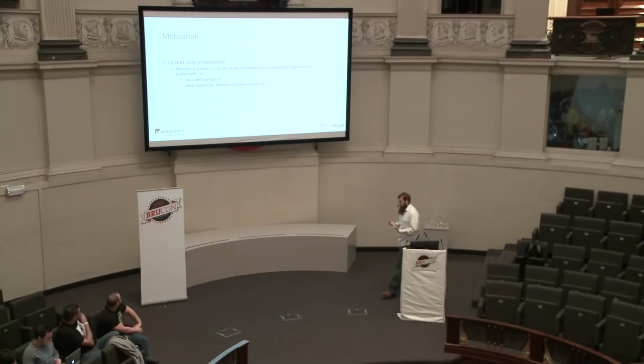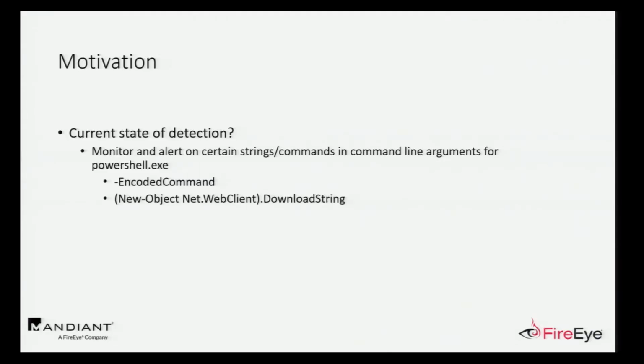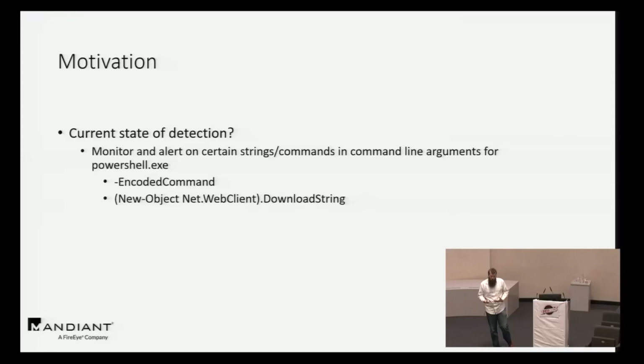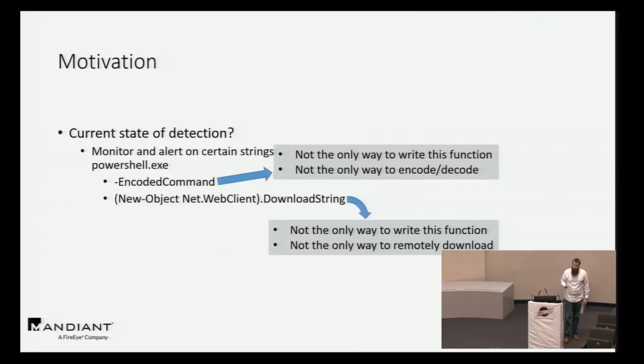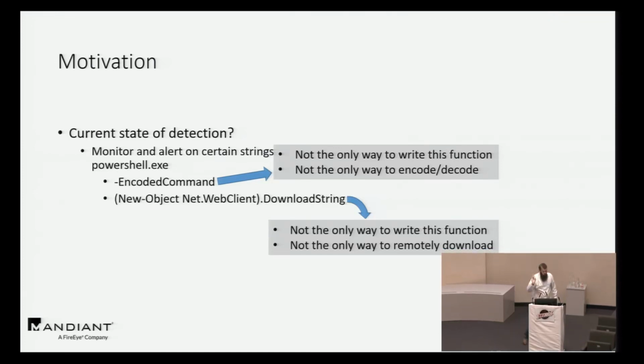So the current state of detection typically is looking, on the command line for PowerShell.exe, for certain strings that attackers like to use. Typically, we see these two: encoded command, followed by a base64 encoded blob, or this syntax for, again, a remote download cradle. So remotely downloading a script and executing it entirely in memory, nothing hits disk. However, for both of these, it's super important to realize that it's not the only way to write these exact functions, and it's also not the only way to accomplish the task that the attacker is using these functions for. And we'll look at these.